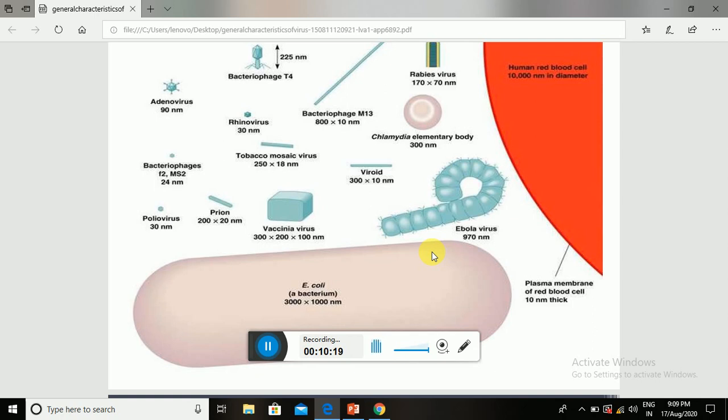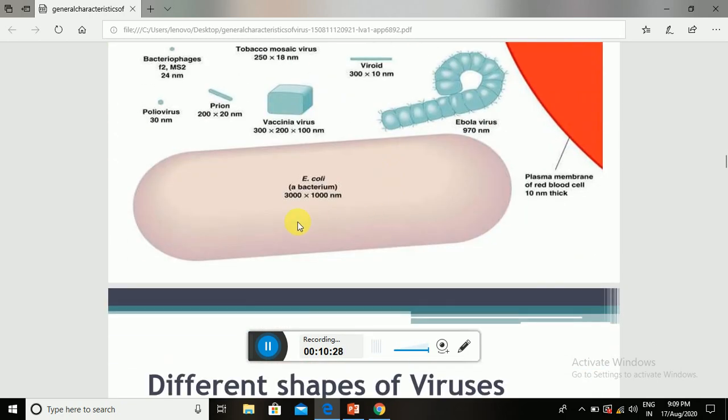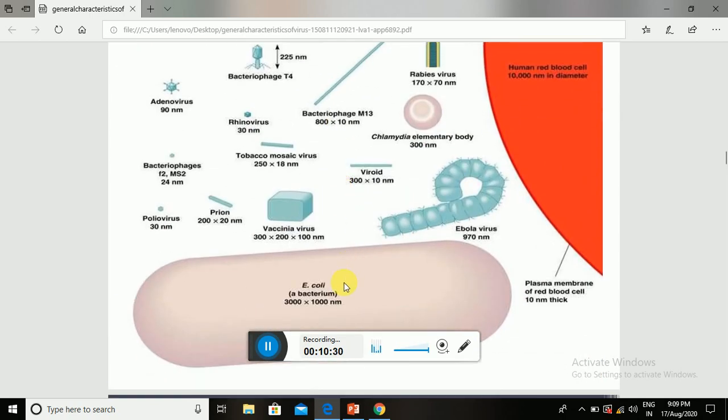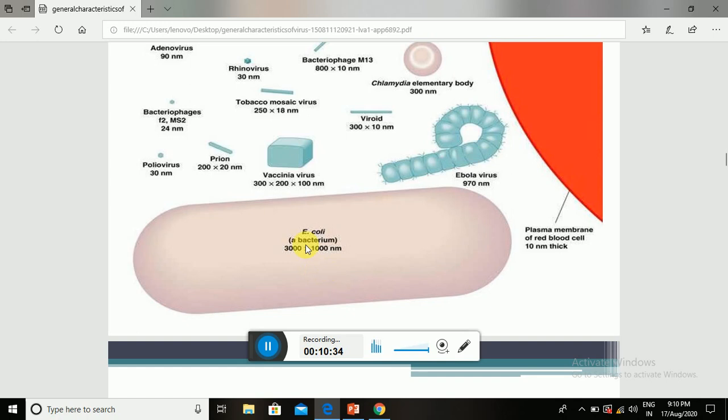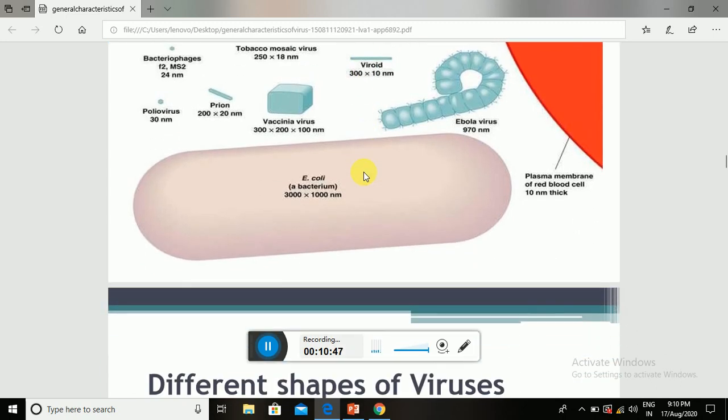So for the specific types of human viruses, most of the time we compare them with the bacteriophage, or bacterial virus, plant virus and animal virus. All of these range from 20 nanometers to 1400 nanometers, and it is a comparative study. This is the size and structure of E. coli, or Escherichia coli, a well-known bacterium. It has a size of 3000 nanometers. Apart from this, all of the viruses range from 20 to 1400 nanometers.